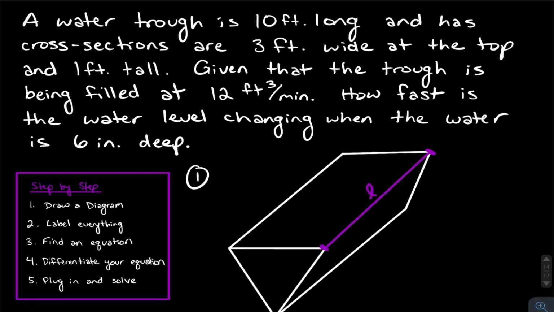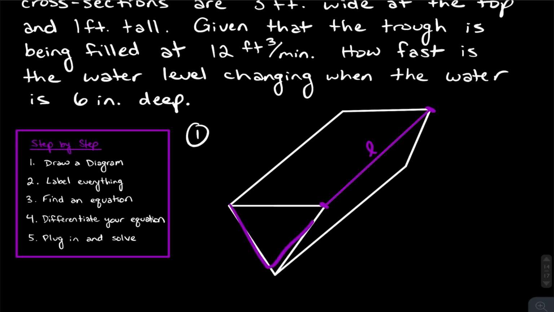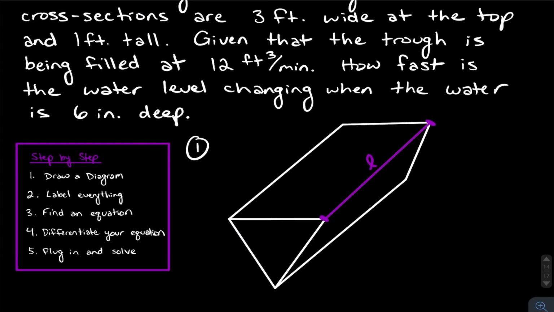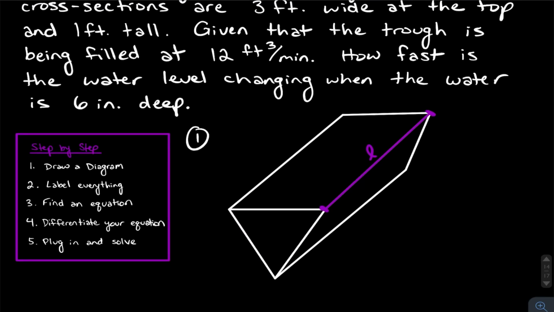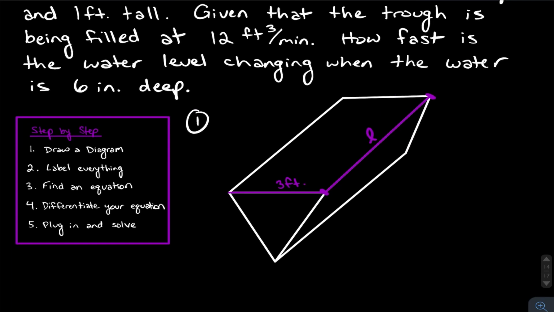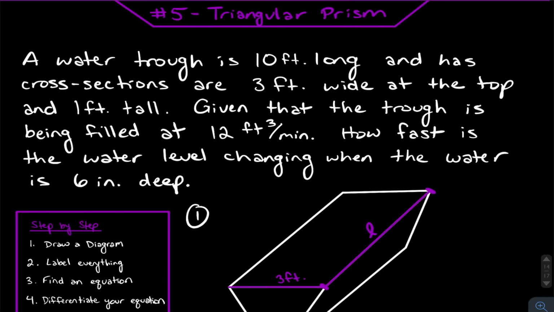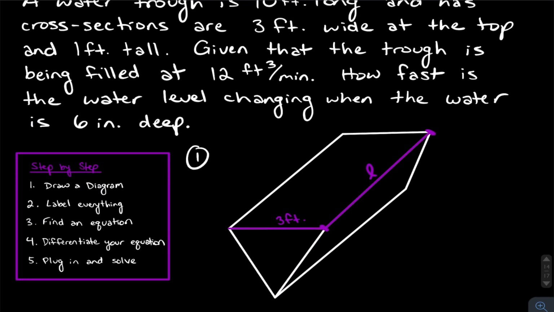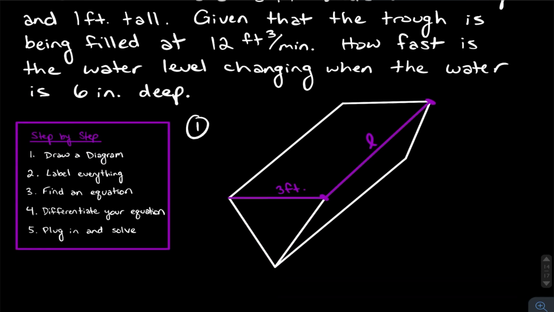Cross sections, right? Which means if we take a slice, the slices would be triangles. They're 3 feet wide, so that means it's 3 feet here. Okay, we'll call that 3 feet. I was supposed to say that they're isosceles triangles, so when I said they're that wide, that's what that was supposed to mean. So I apologize, it's kind of a broken problem here. But as long as we get the picture down, you'll be able to solve it just the same.